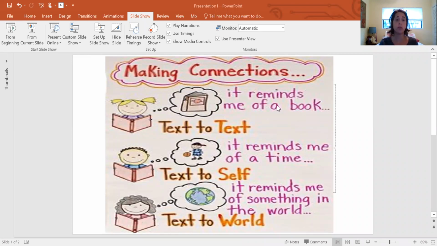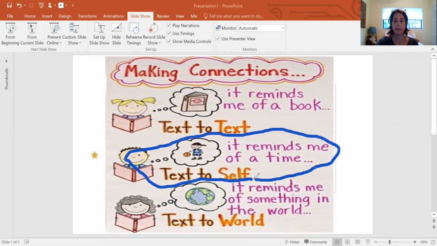How can you make connections when you read a story? This one right here, I'm going to go in the middle. I'm going to put a star right here. So right here is text to self. Do you see that? Did pretty good on circling it. Here's a little kid, he's reading a book, and then he's thinking of the time what happens to him. Not what happens to his friends, what happens to him.